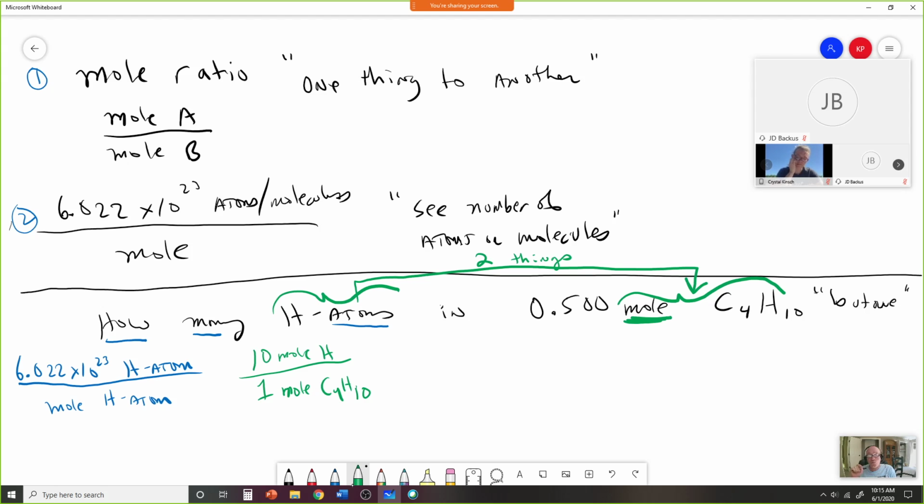And notice that I use the word thing. I don't say moles to moles, atoms to atoms, whatever. I just say, do I have one thing, am I going to another thing? And the answer is yes, and I write it out as a mole to mole. All right? And so I've answered both these questions, and the answer to both of them is yes, there is something going on. So what do we do now?